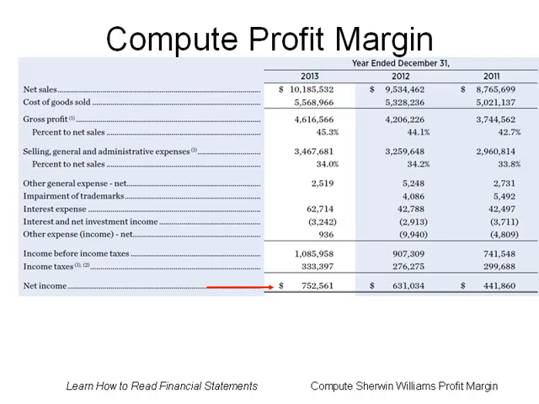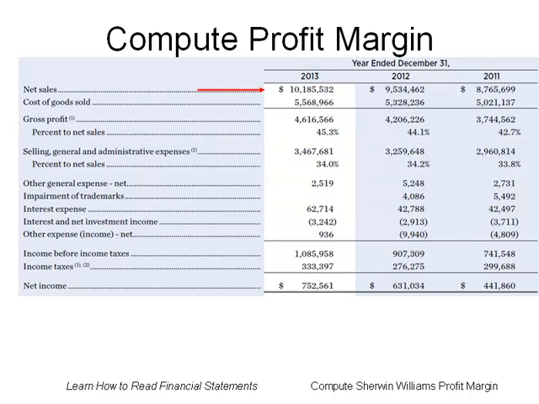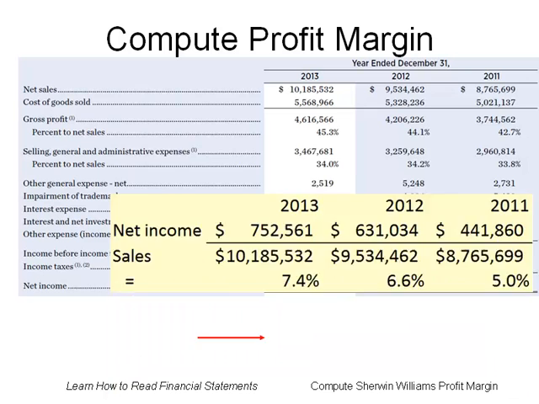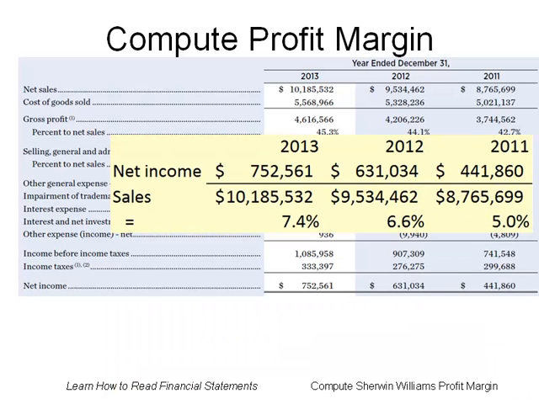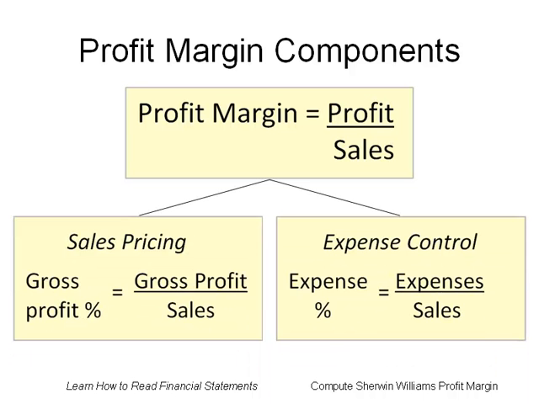First, we find the net income on the income statement, which becomes the numerator of our ratio. Then we find sales on the income statement, which becomes the denominator of our ratio, and we compute the percentage, which is 7.4% for 2013. The profit margin can give us insight into the company's sales pricing and expense control. To monitor sales pricing, compute the gross profit percentage, which is gross profit divided by sales. To monitor expense control, compute each expense divided by sales.